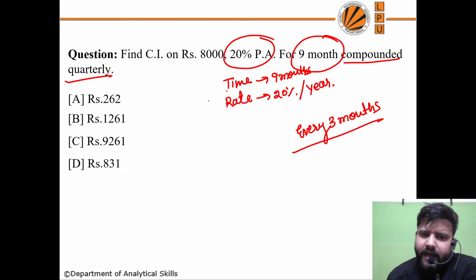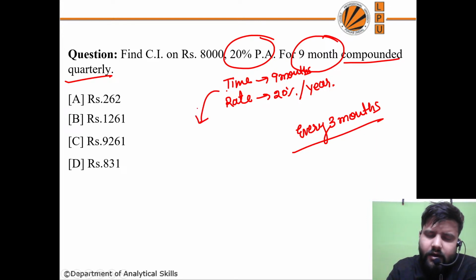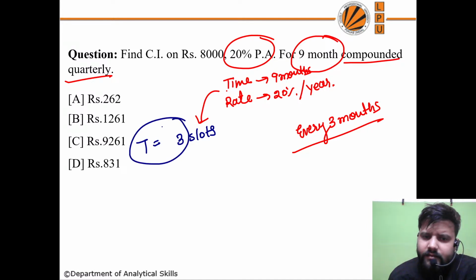So first of all, we have to convert time into the slots of 3 months. So how many slots of 3 months are there possible in 9 months? So there are 3 slots. So it means indirectly to solve this question, your time becomes 3.